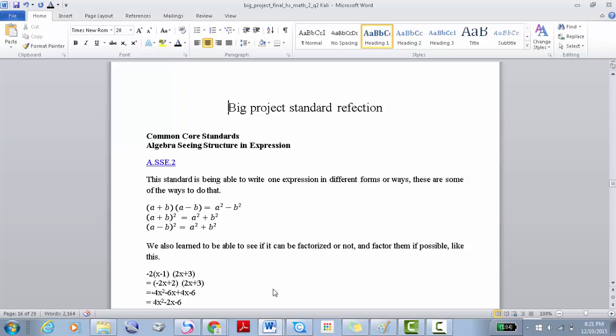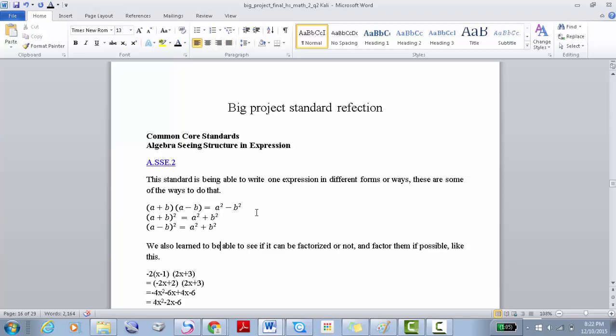So basically, it's going to be given to us in one form, and then we have to write it in a different form. So (a plus b) multiplied by (a minus b) equals a squared minus b squared. So that's what it translates into. Another one is (a plus b) to the power of 2 equals a squared plus 2ab plus b squared. Another one would be (a minus b) squared equals a squared minus 2ab plus b squared.